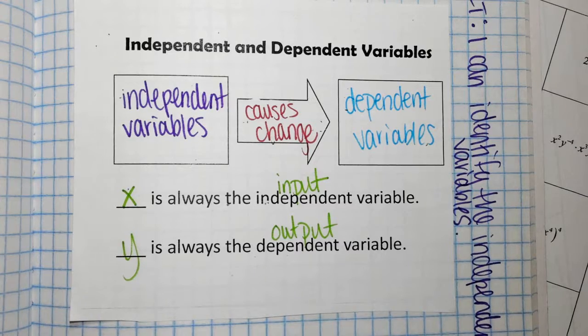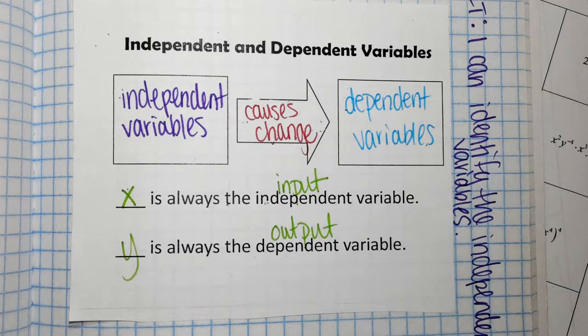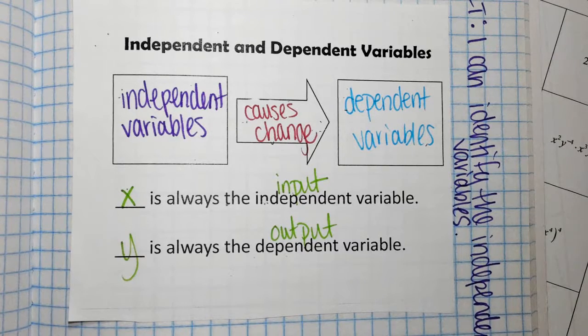Which one is independent and which one is dependent? Your grade, if you do your homework, you get a good grade. You can't just say the words independent and dependent. So I want you to tell me, we have two things. If you do your homework, your grade will improve. Which one is the independent variable? If you do your homework. And what does that control? That controls your grade, okay?